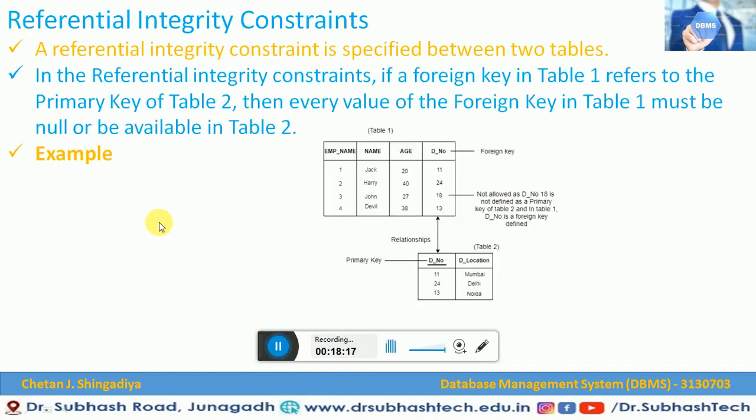Now let us understand what is a referential integrity constraint. A referential integrity constraint is specified between 2 tables. So this is most important. When we want to specify a referential integrity constraint, we have to have 2 tables first. We will see how it is explained in the form of an example. In the referential integrity constraint, if a foreign key in table 1 refers to the primary key of table 2, then every value of the foreign key in table 1 must be null or be available in table 2.